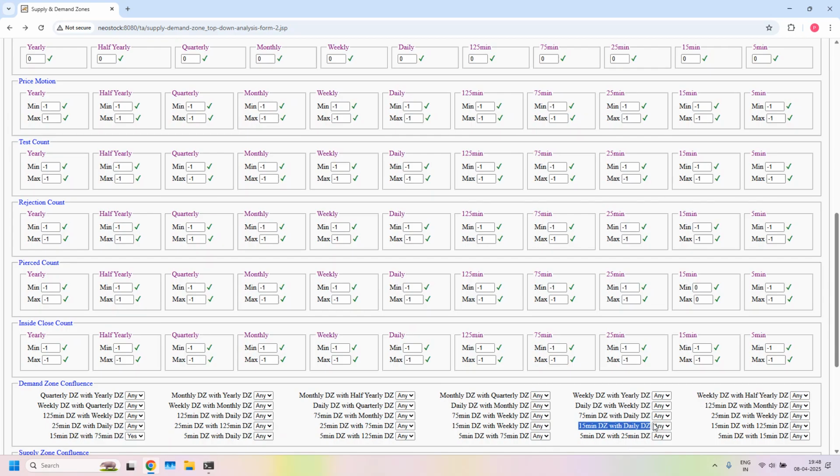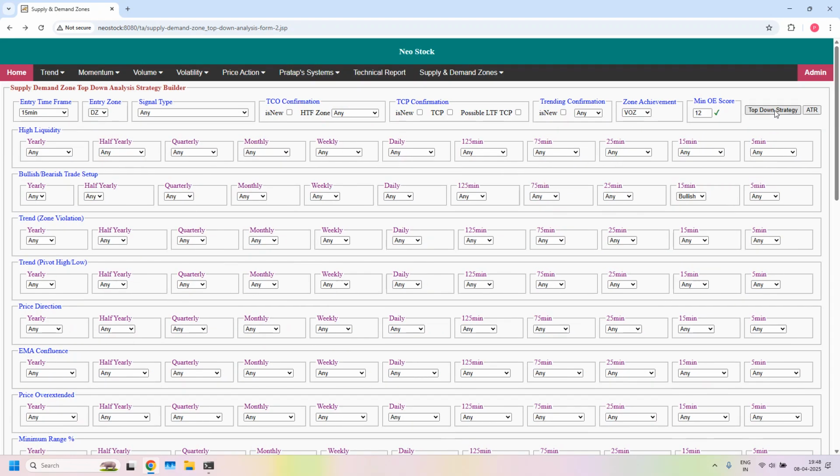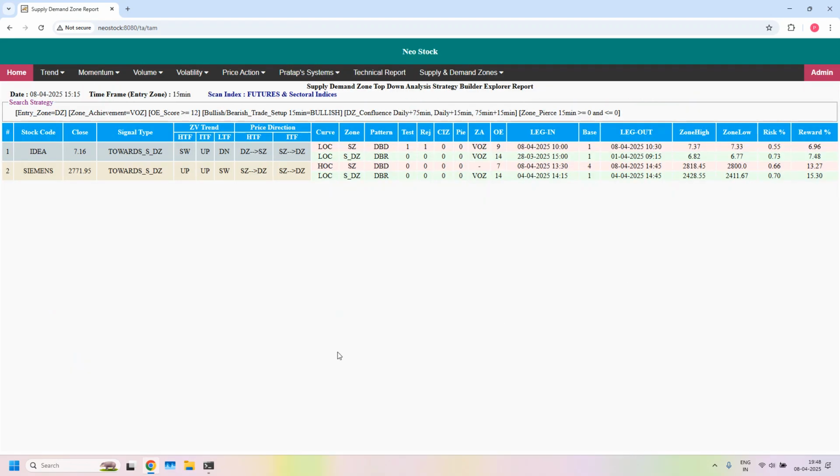Next, 15 minutes demand zone with daily demand zone confluence, and 75 minutes demand zone with daily demand zone confluence. So with all the 3 filters, we got 2 stocks. Both the stocks are filtered. Okay, now let us check if any Siemens daily demand zone has daily EMA confluence. I guess you can't, because it is a sideways trend.